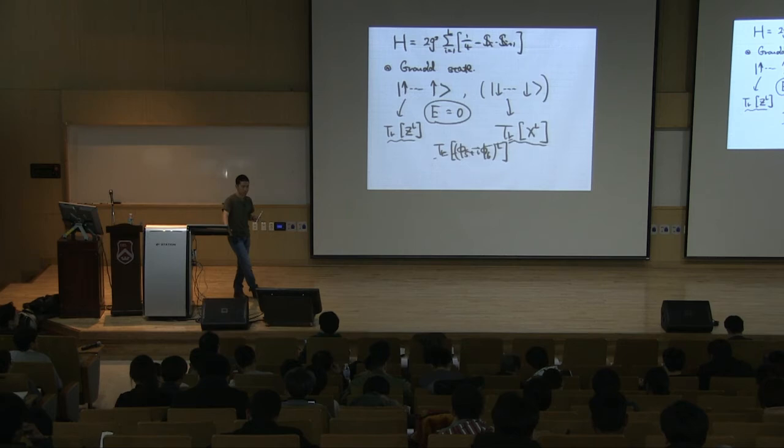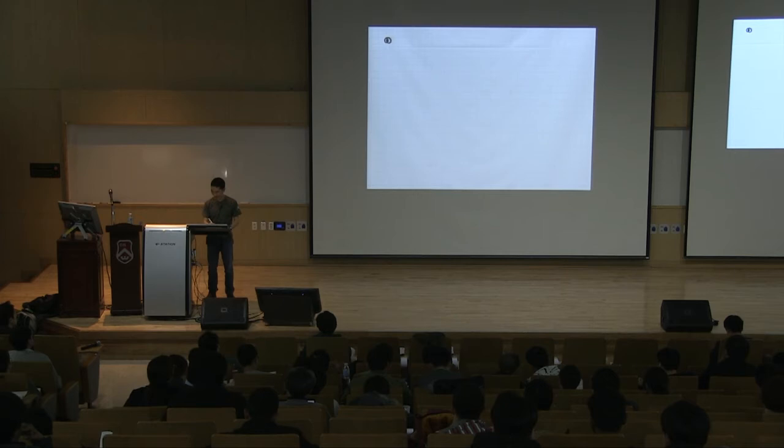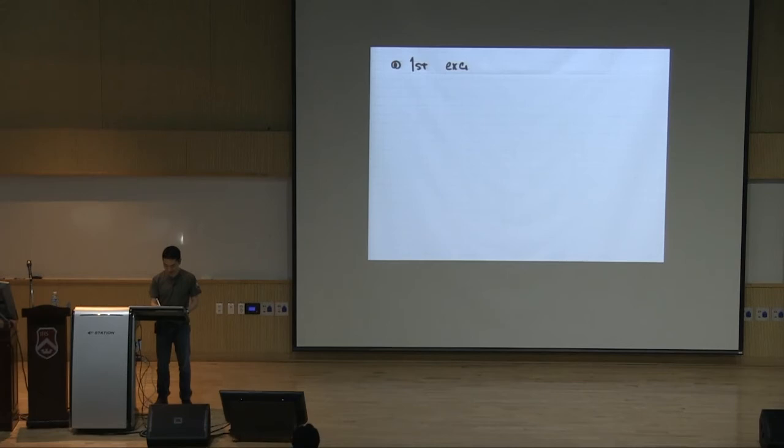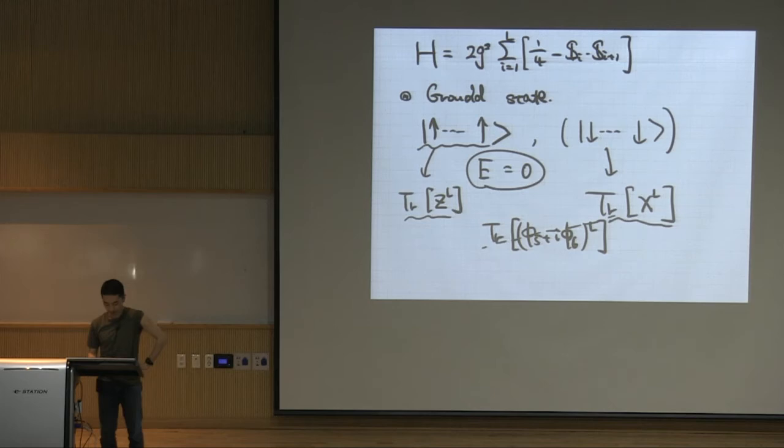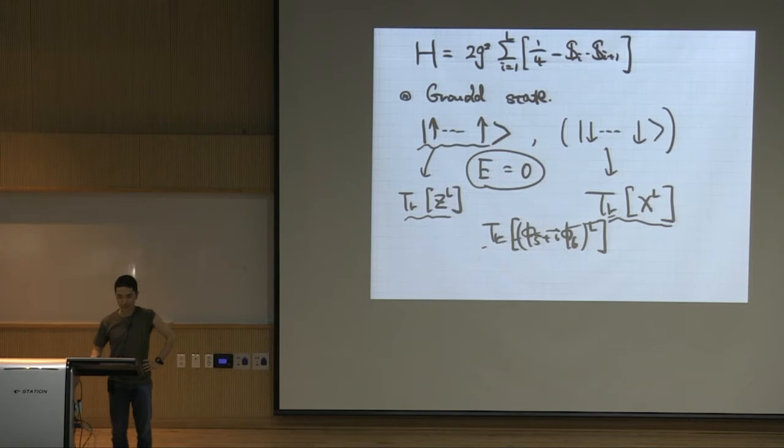Okay, so let me construct another state, because I have a little bit more time. Let's construct the first excited state. I already constructed the ground state, so now let me construct the first excited state. Essentially, let's start from the state where all spins are up. If you want to construct the excited state, the natural guess is to flip one spin down.